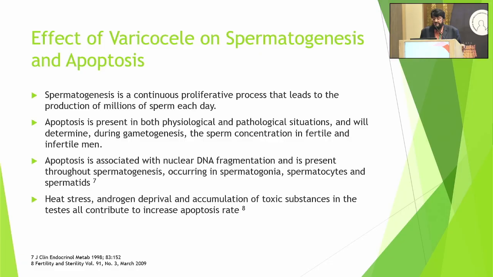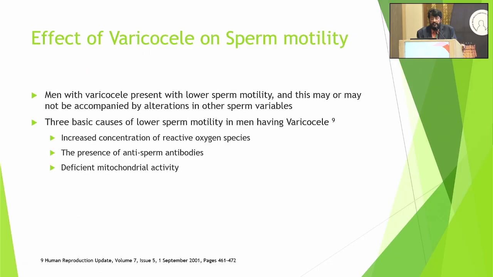Apoptosis is present in both physiological and pathological situations and will determine the sperm concentration during gametogenesis. Apoptosis is associated with nuclear DNA fragmentation. It occurs in spermatogonia, spermatocytes, and spermatids. Heat stress, androgen deprivation, and accumulation of toxins in the testes all contribute to this abnormal rate. So we can very clearly understand that varicocele definitely contributes to abnormal spermatogenesis.